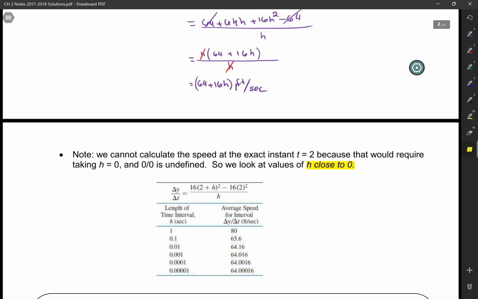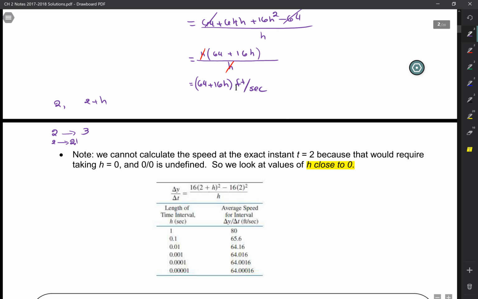So now, here's the reasoning behind it. I'm looking at the average speed between 2 and 2 plus h. So for example, between 2 and 3. That's the average speed. Well, what if I looked at the speed between 2 and 2.1? That's even closer to 2.